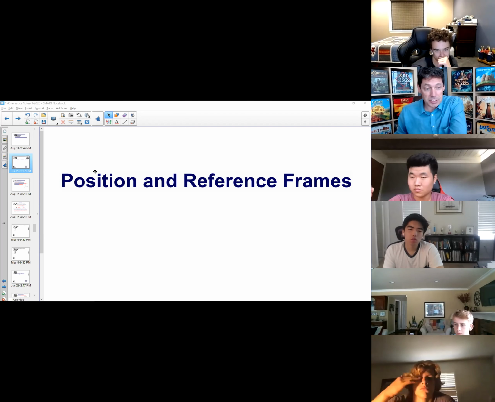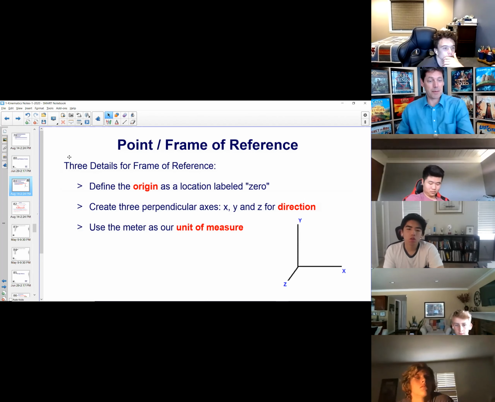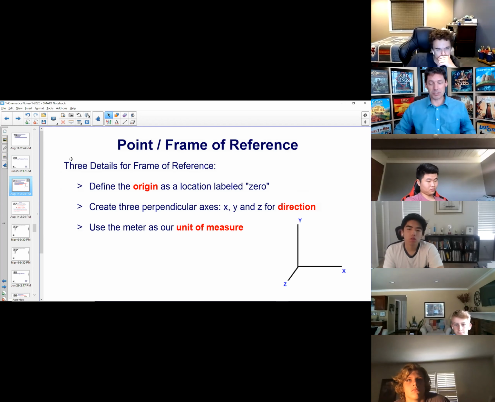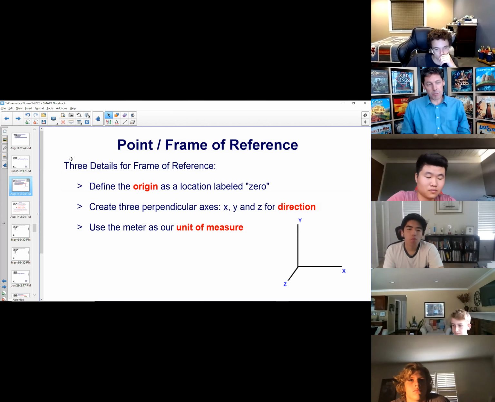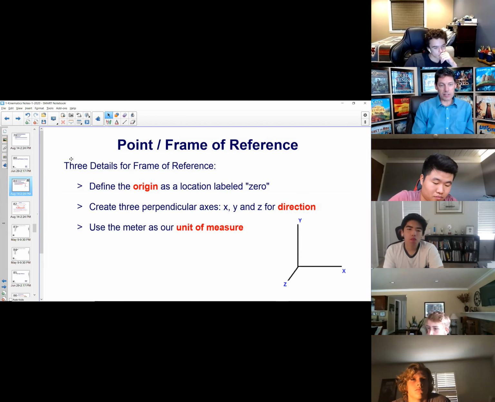So we've talked about position and reference frames. We did the whole tortoise and the hare discussion last time, where the tortoise was on the train and the hare was on the ground. But when we talk about frame of reference, there's really 3 things we want to make sure we're clear about so that there's no confusion.